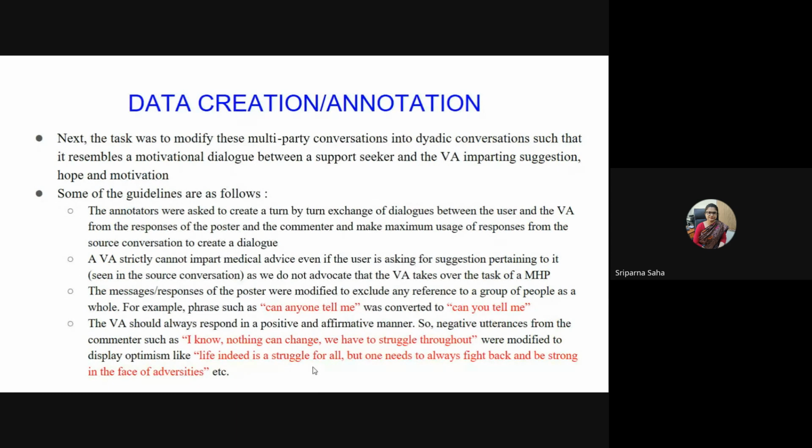And then the VA should always respond in a positive and affirmative manner. Negative utterances from the commenters, such as "I know nothing can change" and "we have to struggle throughout," were modified to display optimism, like "life indeed is a struggle for all, but one needs to always fight back and be strong in the face of adversaries." So like this, we have to always impart optimism, hope, and positivity. This way we have always changed the responses.